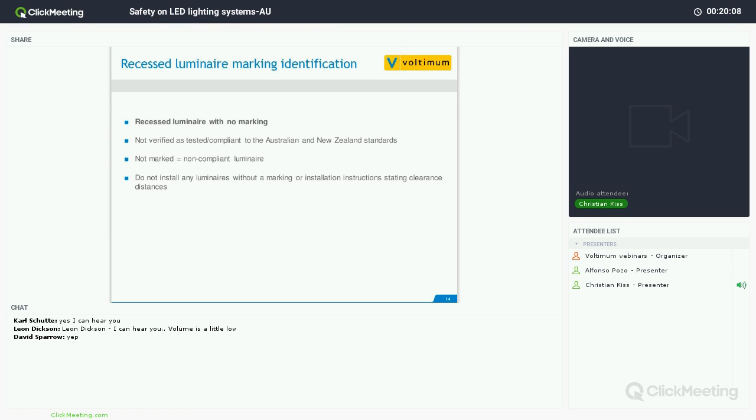Okay, there is one classification which is kind of a non-classification, but basically a recessed luminaire with no marking. So basically, if a recessed luminaire is not marked, then it means it hasn't been tested to be compliant to the Australian or New Zealand standard. If it's not marked, it by default means it's actually not compliant. So if you're an installing contractor, you shouldn't be installing this luminaire basically, because it's not been tested, it's not marked. We don't know what sort of scenario you can use it in. It's not been proven safe.